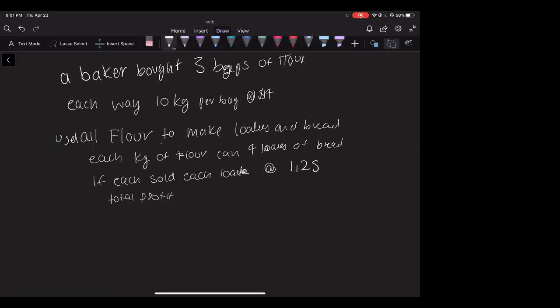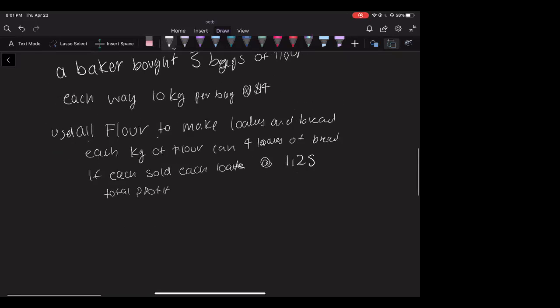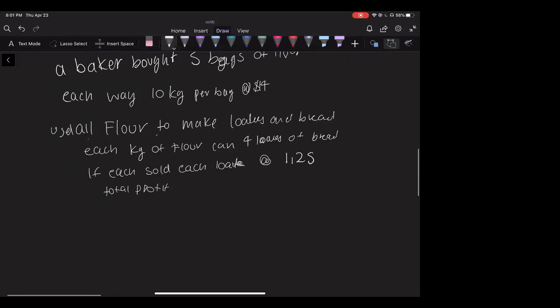I'm not sure how to do it. How about this one? Yes, let me solve it for you the way I would solve this question.